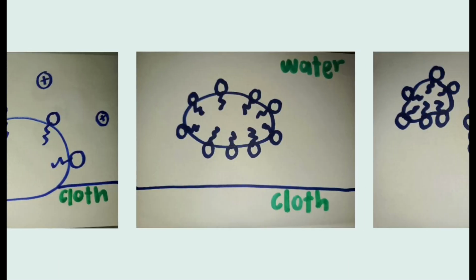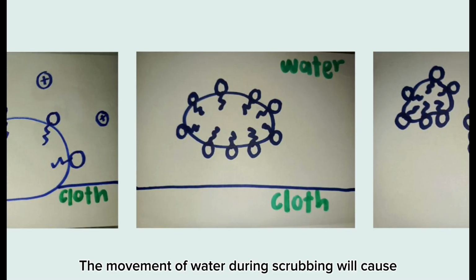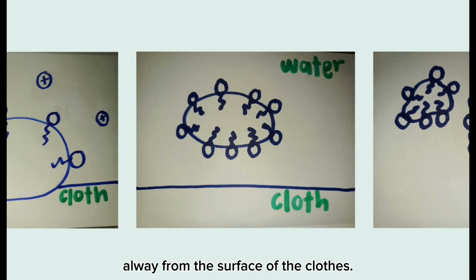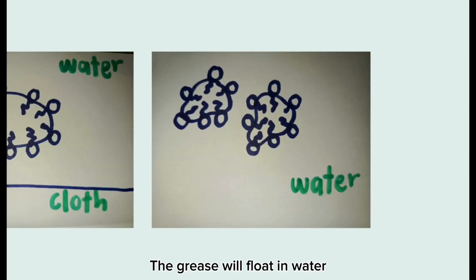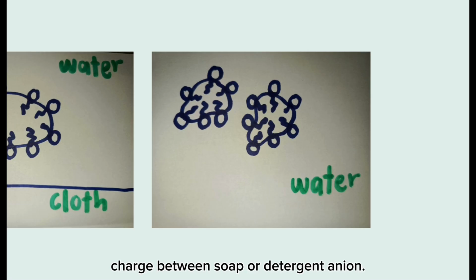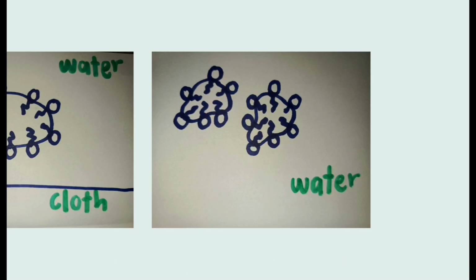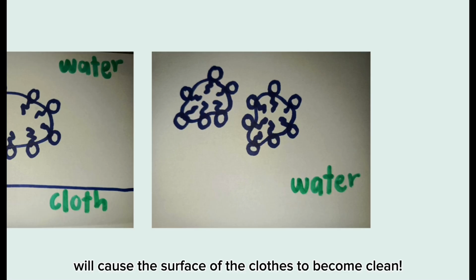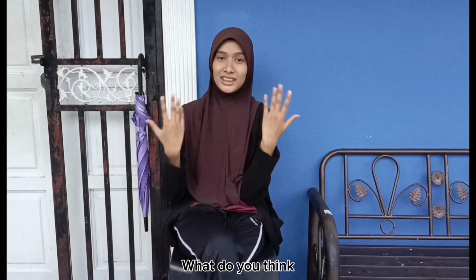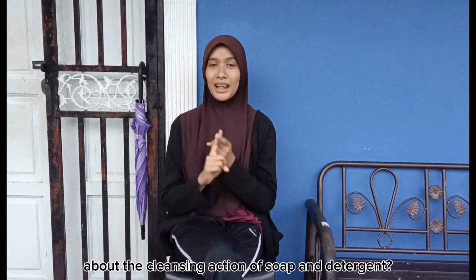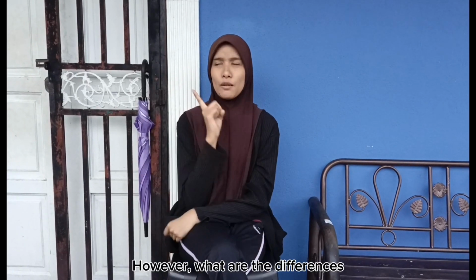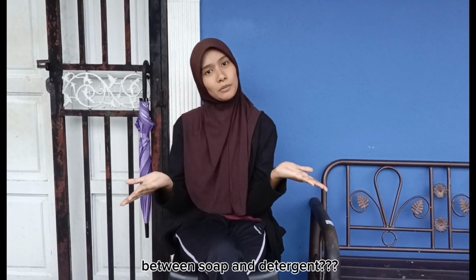on the clothes. The movement of water during scrubbing will cause the grease to be pulled away from the surface of the clothes. The grease will float in water and break into small droplets. This grease will not reattach because of the repulsion of negative charge between soap or detergent anions. The droplets will be suspended in water, forming emulsions. Rinsing it with water will cause the surface of the clothes to become clean. What do you think about the cleansing action of soap and detergent? Interesting, right? However, what are the differences between soap and detergent?